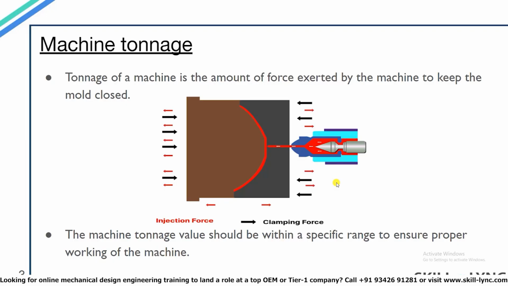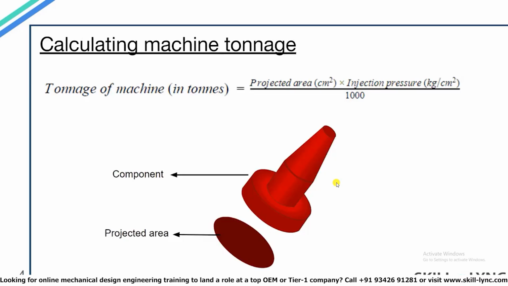So the selection of the right tonnage of a machine is very important. The clamping force can't be kept too low or too high, as both of these will cause issues. The clamping force should be within a certain range to ensure a proper injection molding process. The tonnage of the machine is calculated based on the formula: projected area multiplied by the injection pressure divided by 1000, where the projected area is in centimeter square and injection pressure is in kilogram per centimeter square. The projected area is the projected surface of the entire model along the tooling direction. Tooling direction is the direction along which your model is oriented and your core and your component will be moving.